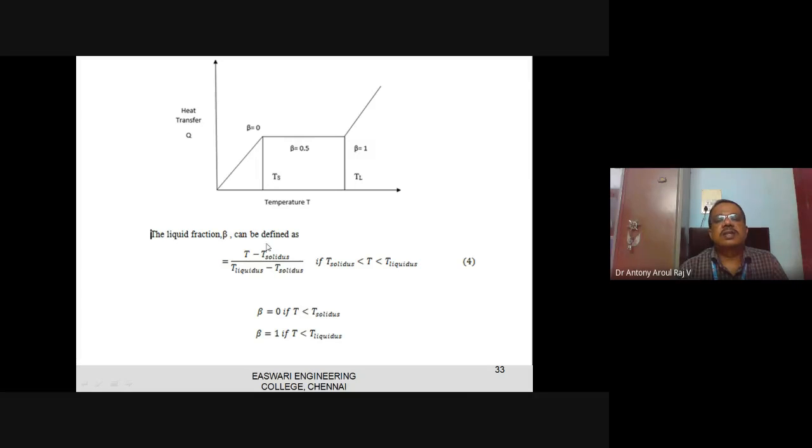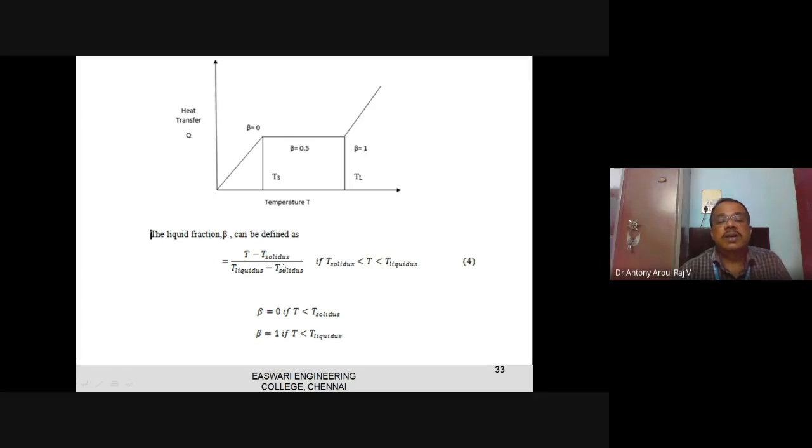Okay, so this is how we will be finding out the liquid fraction. Just now I told you, this is the maximum limit, this is the minimum limit for the phase change, and T is the value. For example, this is 32, this is 30. Suppose T is 31, what is the meaning? 31 minus 30 divided by 32 minus 30 is 1 by 2. So the liquid fraction is half. That is how we will be identifying the liquid fraction.